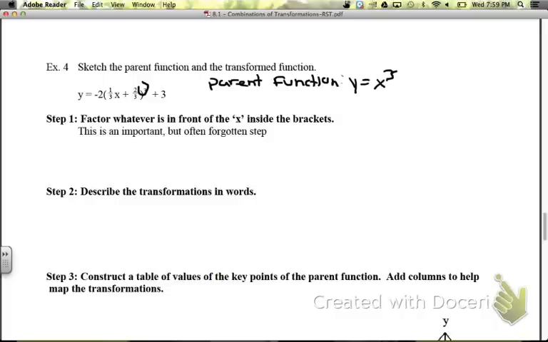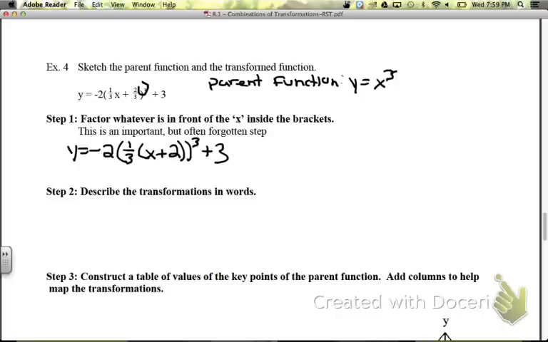So now what we want to do is factor whatever is in front of the x inside the brackets. So we have y equals -2 times, we're going to factor out 1/3, and we're left with x plus 2 all cubed plus 3.